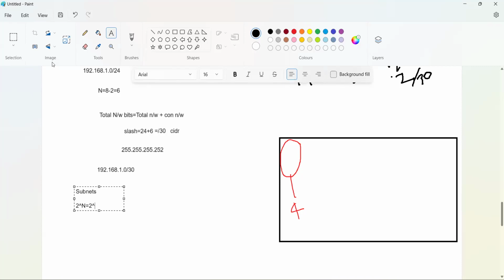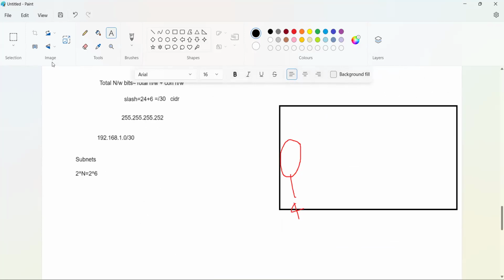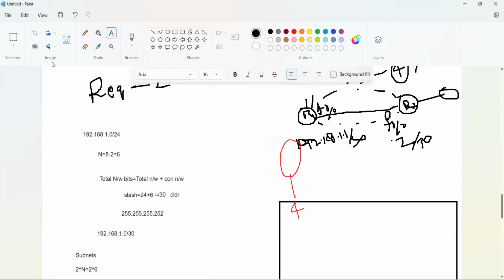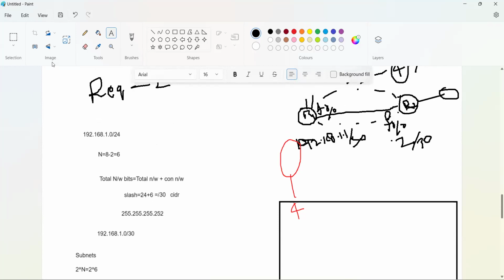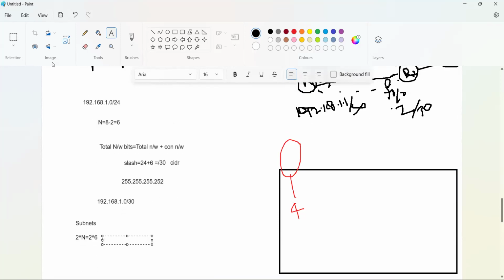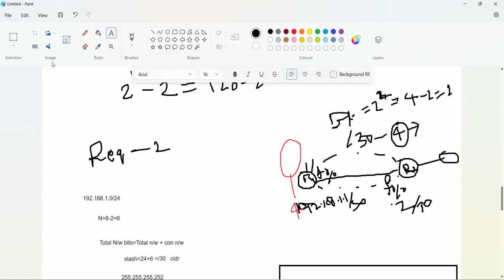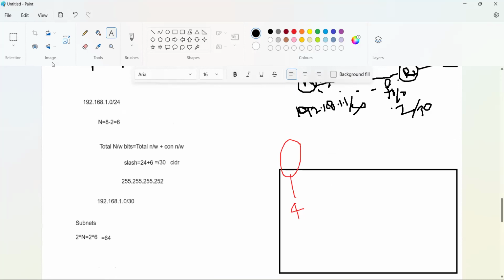And my value is 6, because here I got the network bit as 6. That is the reason I take 6. Networks are 6. The value will be 2 to the power of 6, in the sense we will get 64. The range is 64.